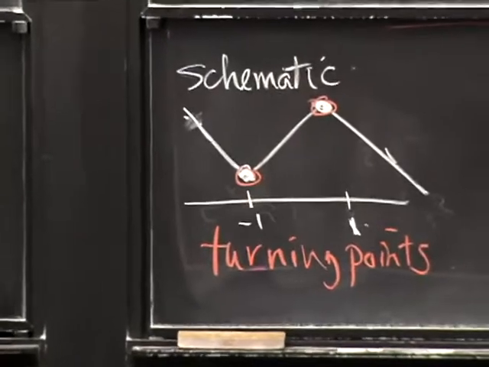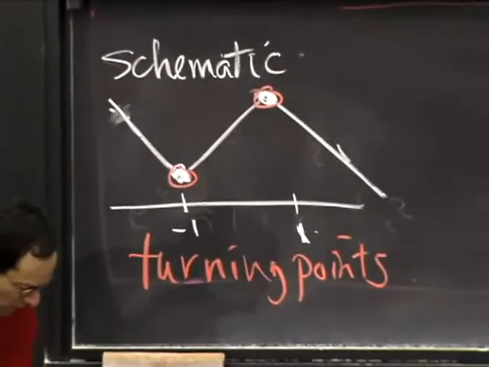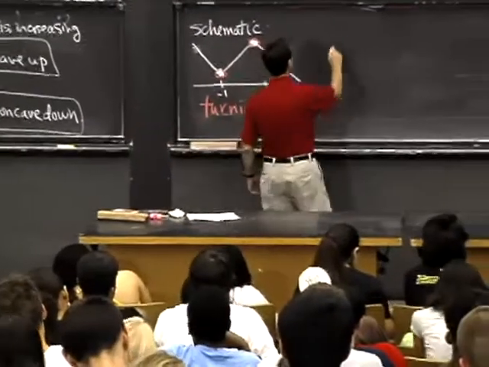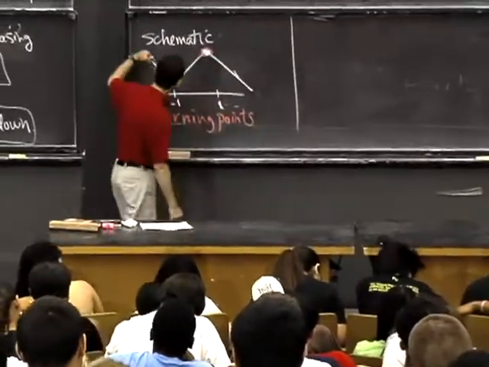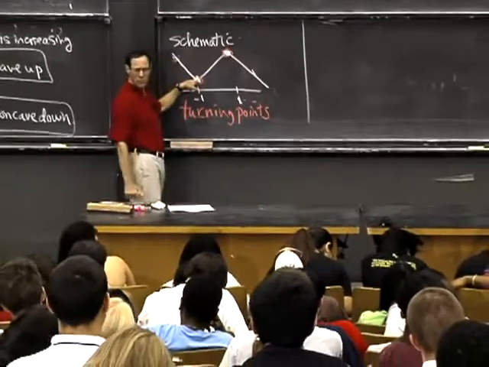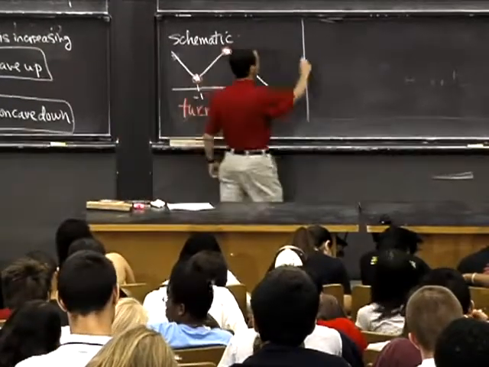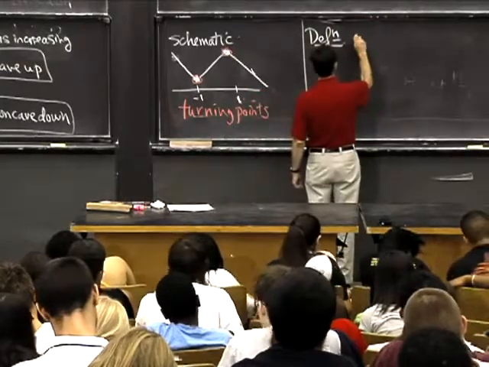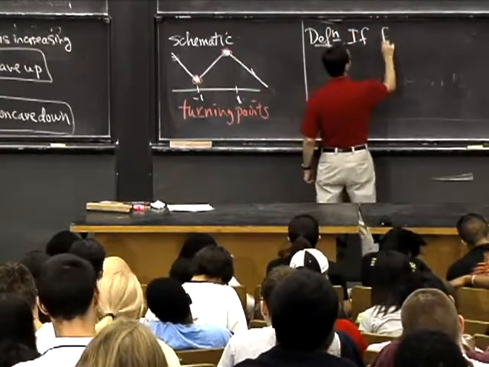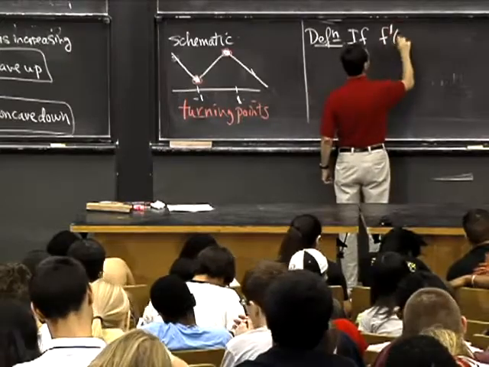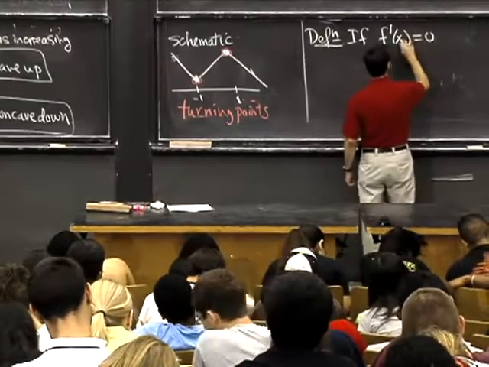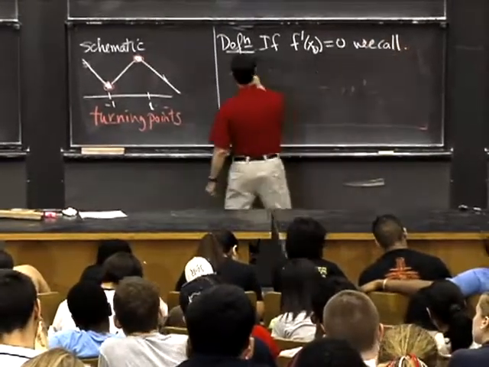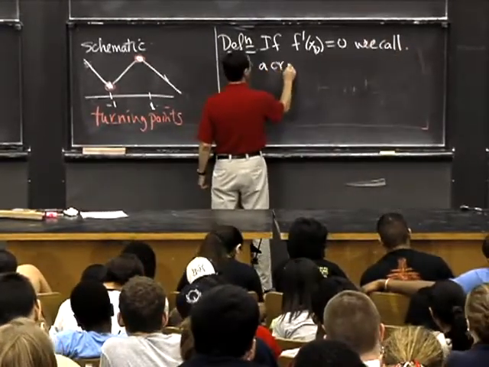Okay? Now, what are they? Well, they're just the points where the derivative changes sign, where it's negative here and it's positive there, so there it must be 0. So we have a definition, and this is the most important definition in this subject, which is that if f prime of x0 is equal to 0, we call x0 a critical point.